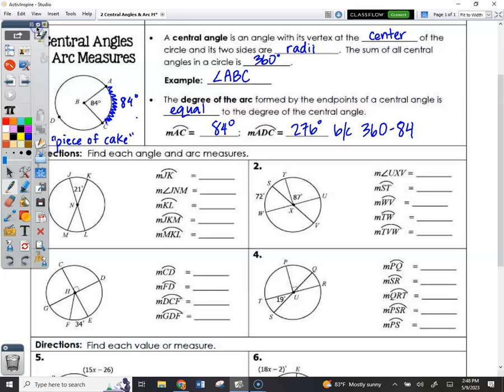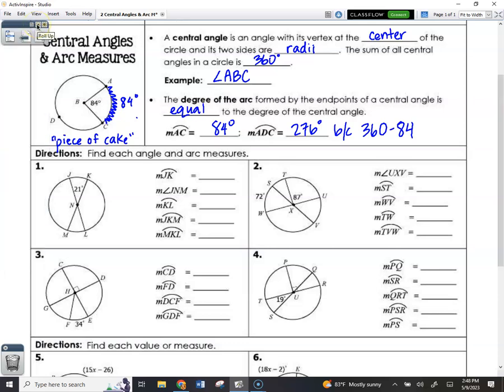So look at number 1. We have a series of things we need to find. When you have problems like this, it's a lot easier to just go to the picture and label everything instead of coming over here and finding each individual thing. That takes longer. So ignore the questions, go to the picture. Let's label everything we can, okay? And it all stems from the one given, 21 degrees. All right, so that 21 degrees is referring to right here, correct?